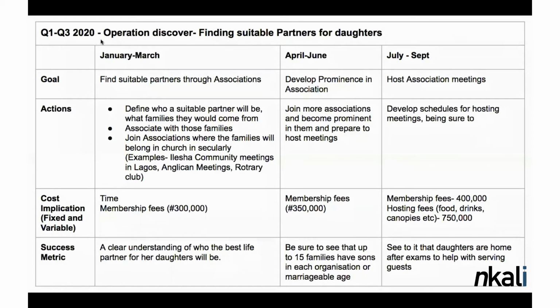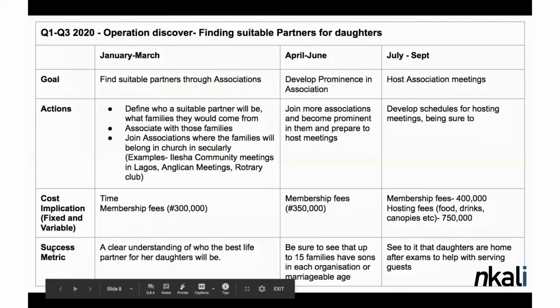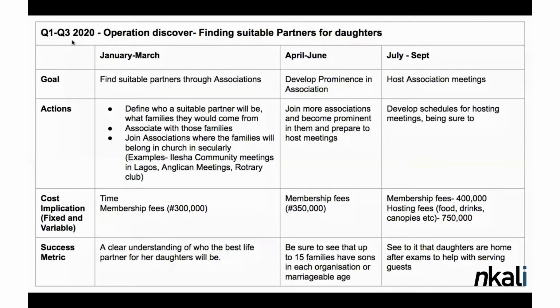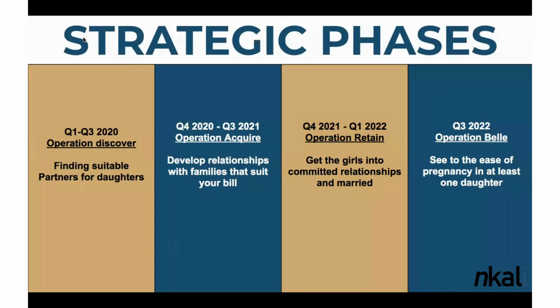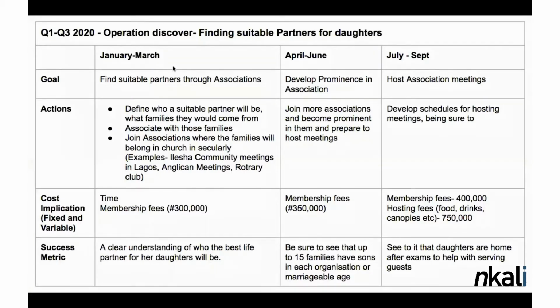This is a simple Operation Discover broken down. I have made this thing super duper easy, which is, what is your goal? What are the actions you need to take to accomplish these goals? What are the cost implications? And by what metrics would you know you've been successful and you've accomplished your goal? So Q1 to Q3, if you remember our operation plans, is Operation Discover, finding suitable partners for daughters. So this is it here, right?